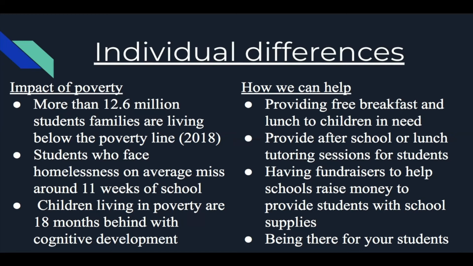As teachers, it is our job to acknowledge individual differences in what students might be facing at home or at school that can impact their learning. Something that has become more and more of an issue is that more than 12.6 million students' families as of 2018 are facing poverty. Students who face poverty and the fear of possibly being homeless on average miss around 11 weeks of school. And children living below the poverty line tend to be about 18 months behind with their cognitive development. As teachers, it is our job to acknowledge this and that this is a bigger issue that is undertaking more and more students each year.